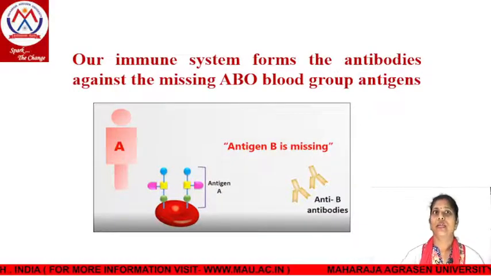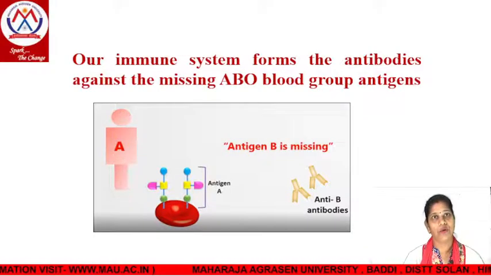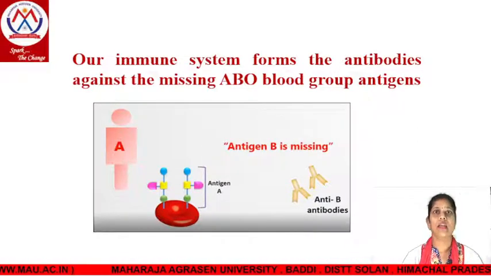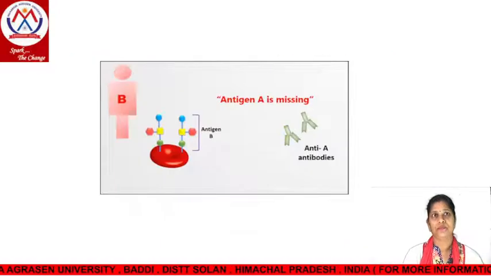Here you can see our immune system forms the antibodies against the missing ABO blood group antigen. Like here, the figure is showing that the individual is of A blood group. That means it has the antigen A present on the RBC. Antigen A means H antigen plus the NAGA group, right. So, if the individual has antigen A in the body, then antigen B is missing. So, our immune system will produce the antibody B for this individual, right.